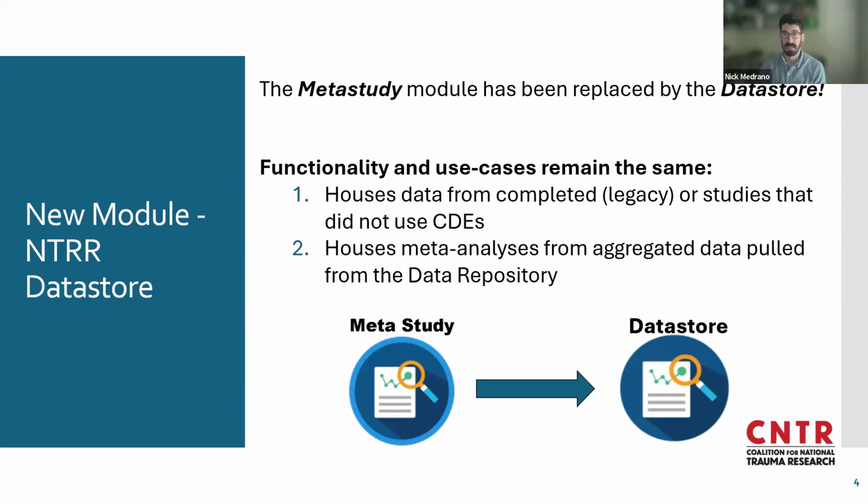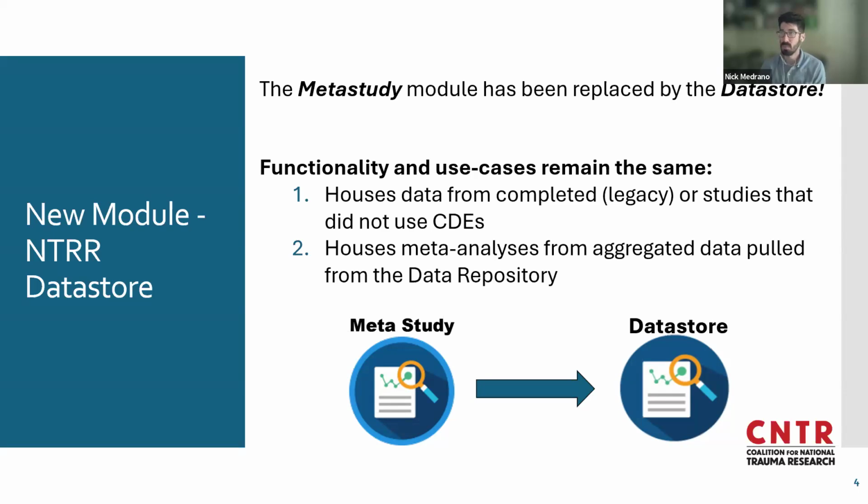our NIH colleagues have decided that it would be good to rename it to something that better represents what data is going to be there. So this environment houses data from already completed, or what we call legacy, studies, or studies that did not use the common data elements from the data dictionary in the NTRR. So many of these studies have already been completed before the NTRR even existed, but we're still interested in making that data publicly available for other researchers to analyze. So that's where this type of data would live in the data store.